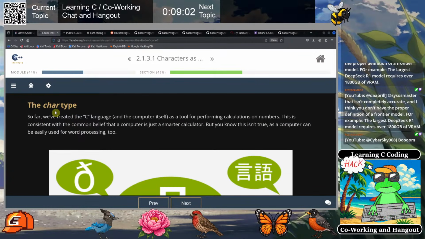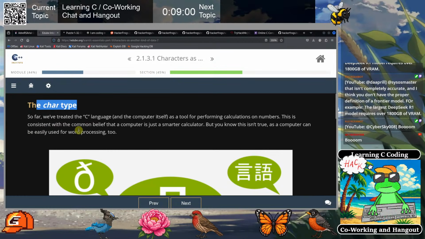Okay, finally, we're dealing with characters. So far, we've treated the C language and the computer itself as a tool for performing calculations on numbers. This is consistent with the common belief that the computer is just a smarter calculator, but we know that this isn't true, as a computer can be used for word processing as well.